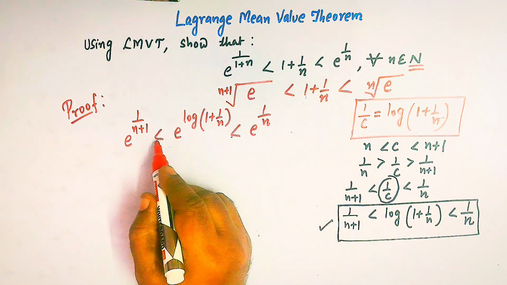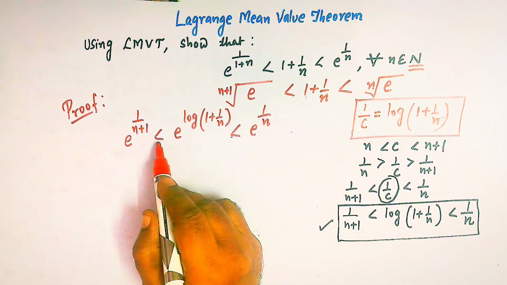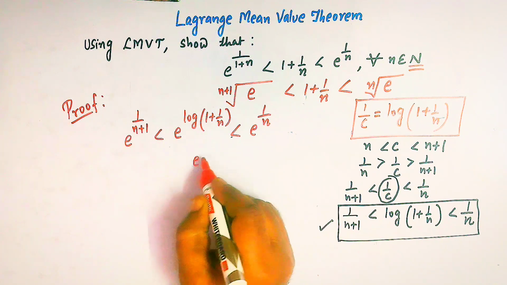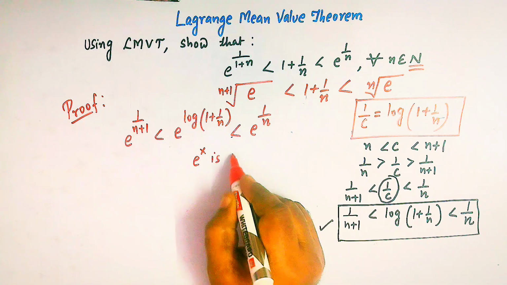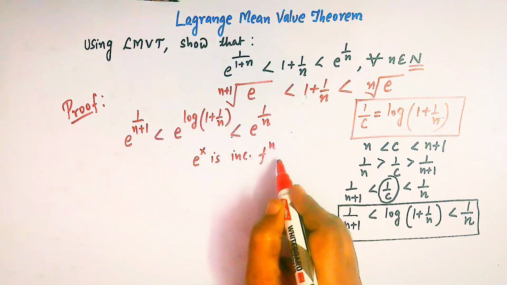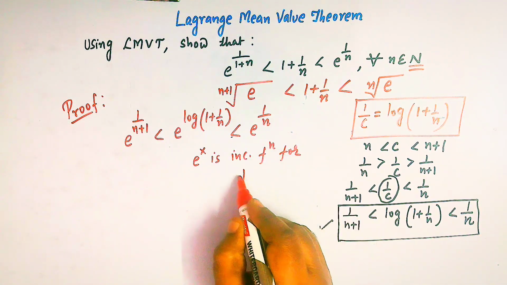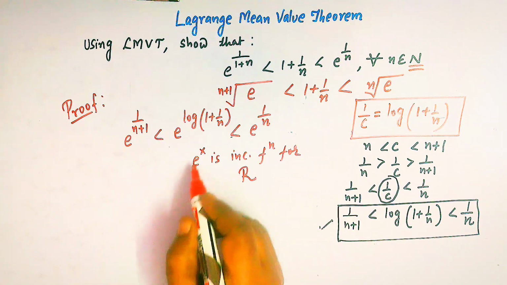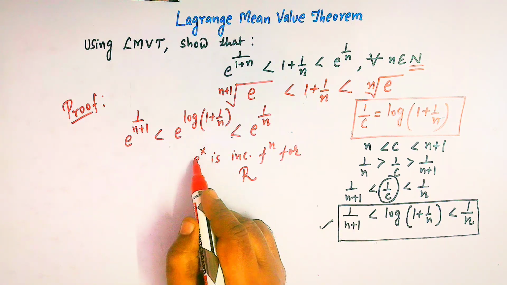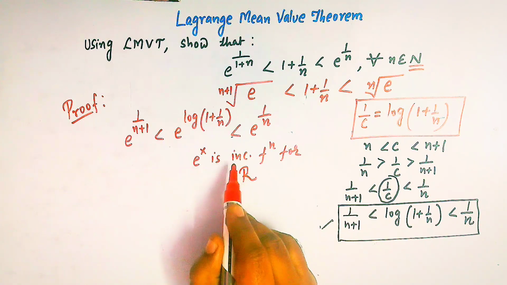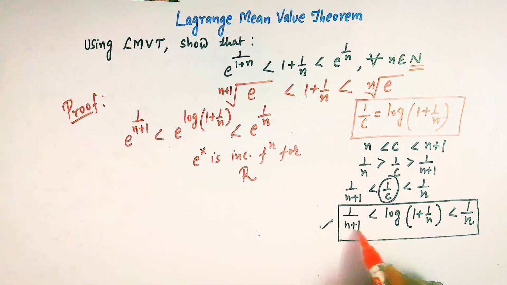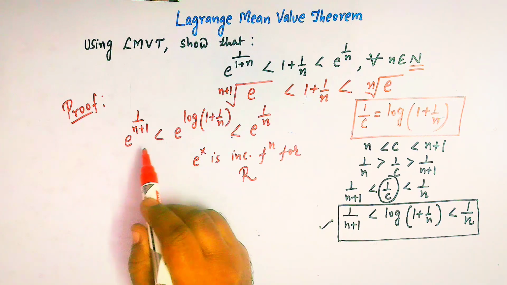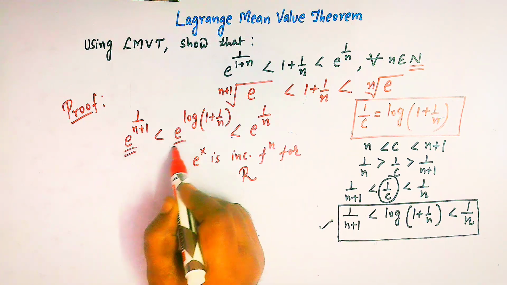So here the direction of the inequality remains the same, because we know that the function e raised to x is an increasing function for all values of real numbers, right? So e raised to x, that is the exponential function, is an increasing function for all values of real numbers. So what we have done here, we have raised these three numbers to the power of e, right?